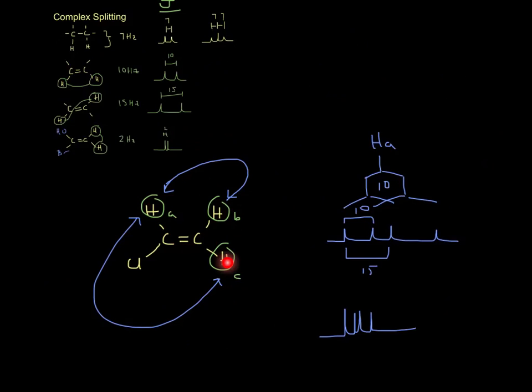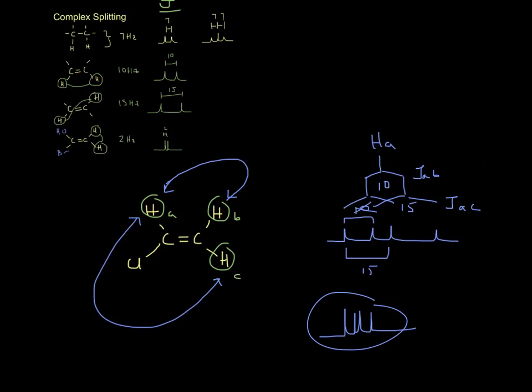Oh, I got one of my numbers wrong there. Sorry. These gaps right here are going to be 15. I apologize. You get a splitting from A to B of 10. So this would be your splitting from A to B. Then they're also going to be split from A to C by 15. So it ends up being very complicated. But all of that is just the peak for hydrogen A.